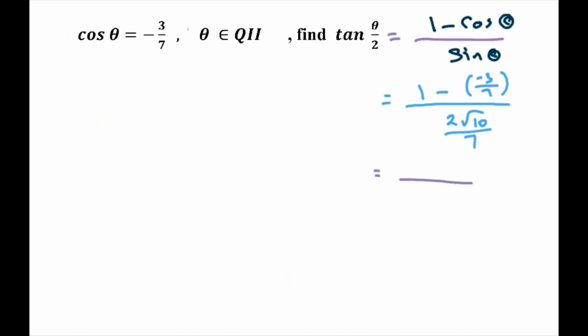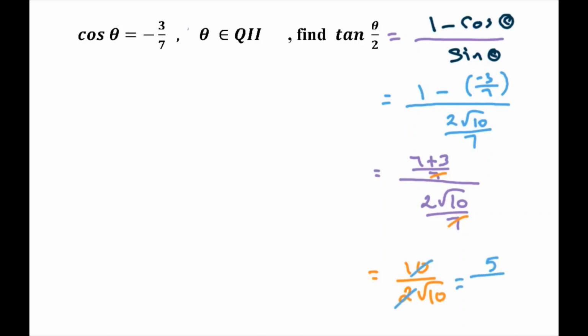We can simplify. Cross out these 7's. Now between the 2 and 10, that's going to be 5 over square root of 10. You can multiply by square root of 10, numerator and denominator. That's going to be 5 square root of 10 over 10, which is equal to square root of 10 over 2.